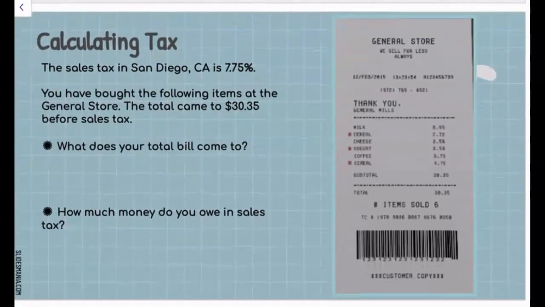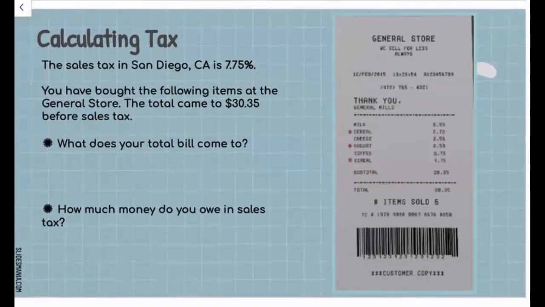Again, as I said earlier, our sales tax is 7.75% here in San Diego County. You have bought the following items at the general store, and that came to a total of $30.35 before tax. So I want to know what is the total. Like, let's say I don't care how much the tax is. I just want to know how much the total is, which would mean we don't care about this question.